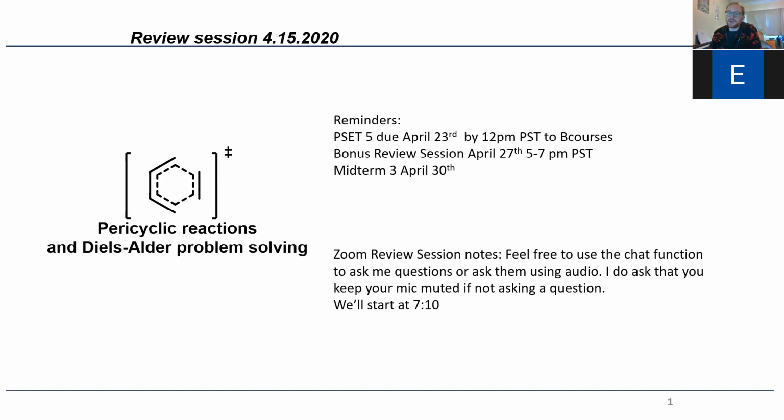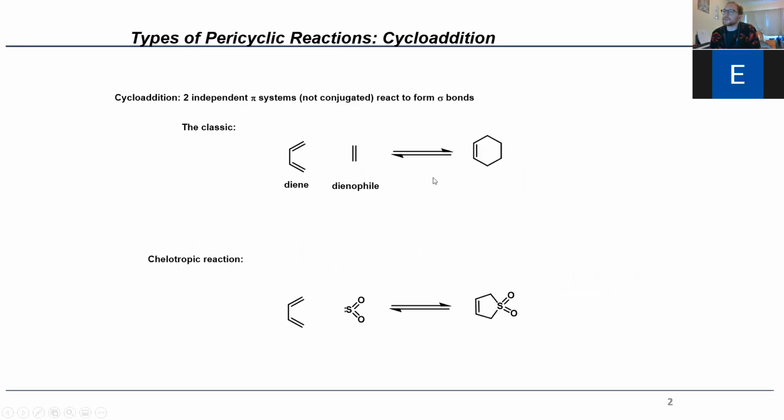So with all that, let's get into this. I think pericyclic reactions to me are some of the coolest reactions in organic chemistry. I think when I was learning this class, these are reactions I really glommed onto, as they're evocative reactions that are kind of fun arrow pushing mechanisms. And so the first class of pericyclic reactions that we talked about in class were cycloaddition reactions. Cycloaddition reactions are the combination of two independent pi systems. This means that they're not conjugated, and they react to form sigma bonds.